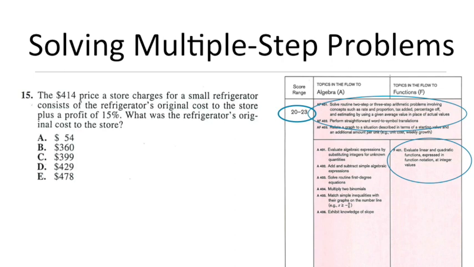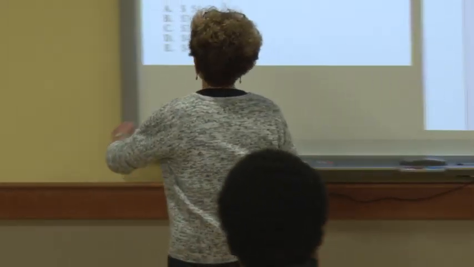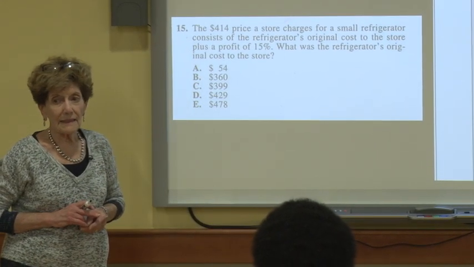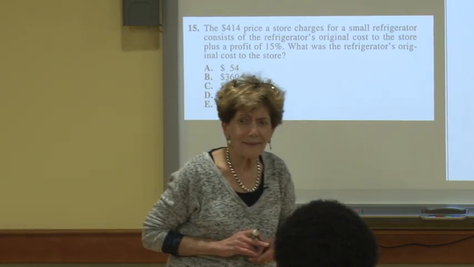Okay, so on your papers, please underline what they want. Refrigerator's original cost. So that's your unknown. What variable do you want to use for original cost? P. P for price, right? Okay. So now translate. Anybody know what part of speech consists is? Where did I hear that? Verb. Excellent. Use it in a sentence. In another sentence.